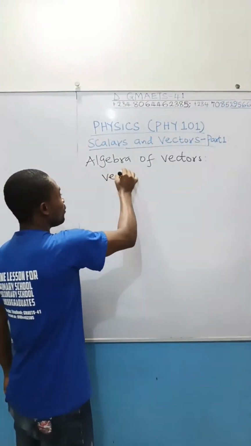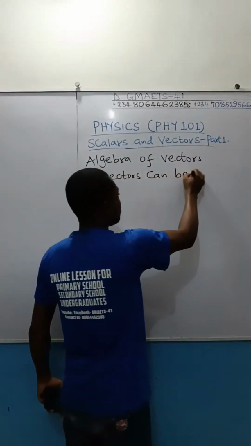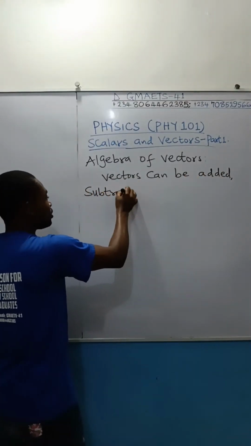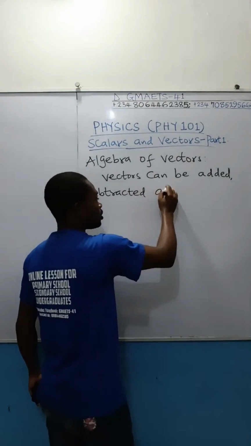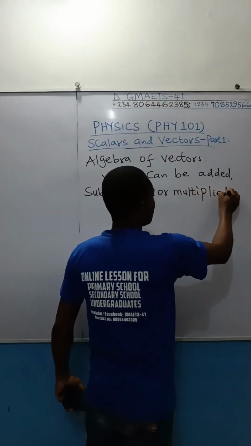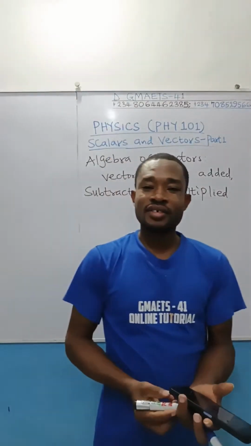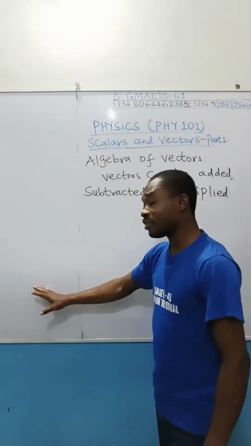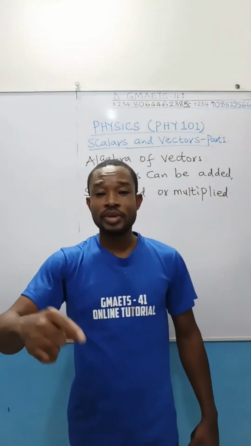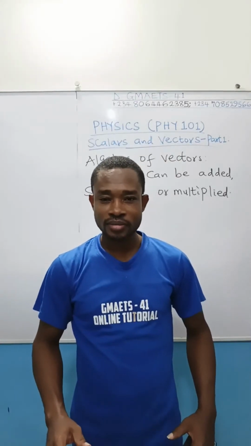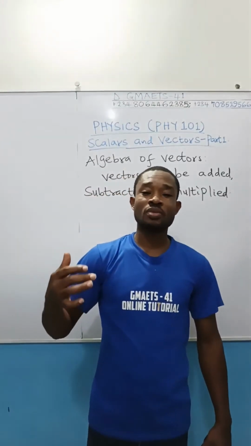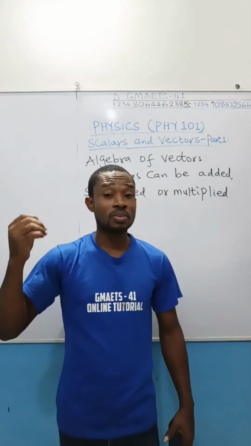Are you following, right? Vectors can be added, subtracted, or multiplied. But you cannot divide a vector by a vector. I've actually shown you that here. A vector cannot be divided by another vector. That operation cannot be done. Is that okay? So I can give you problems where you can add 2 or more vectors, subtract 2 or more vectors, or multiply 2 or more vectors.